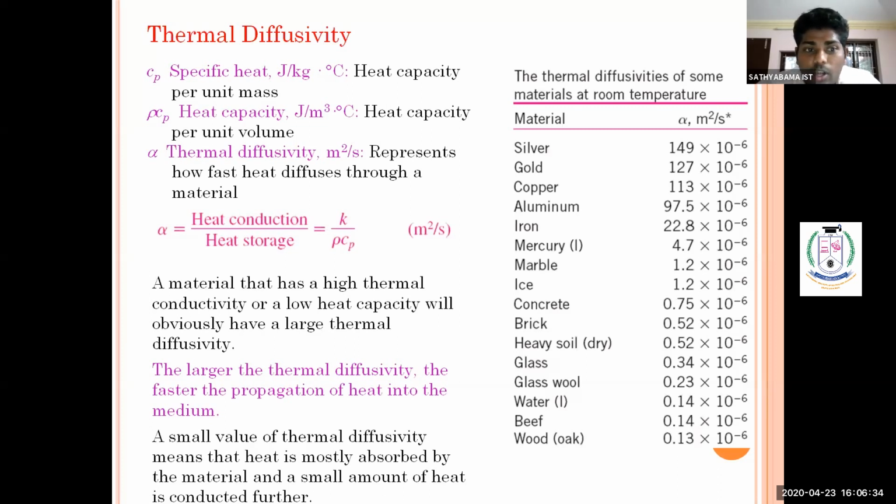Now thermal diffusivity is given by heat conduction divided by heat storage. A material that has a high thermal conductivity or a low heat capacity will obviously have a large thermal diffusivity. So the larger the thermal diffusivity, the faster the propagation of heat into the medium.